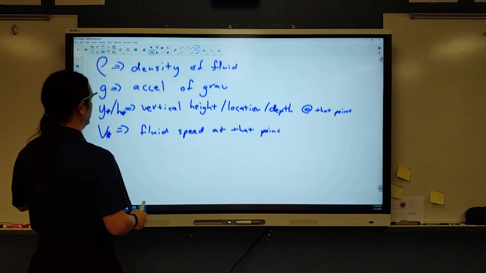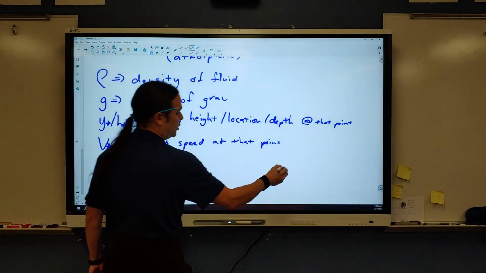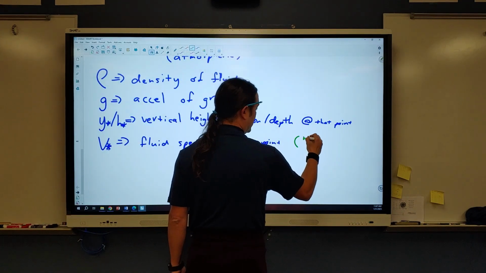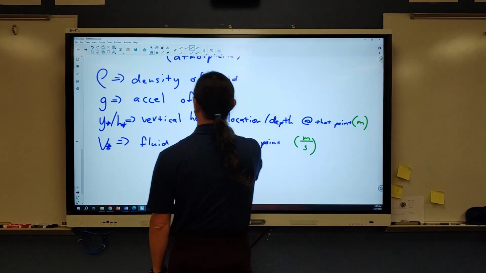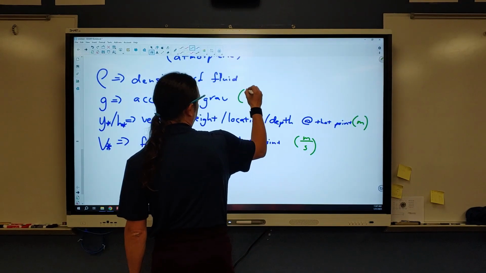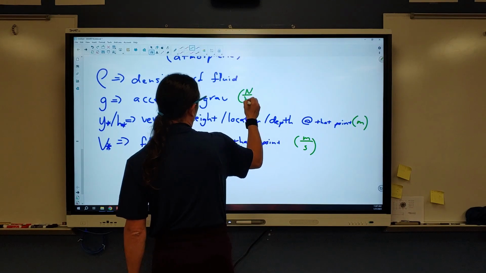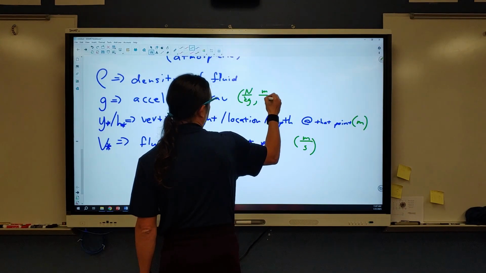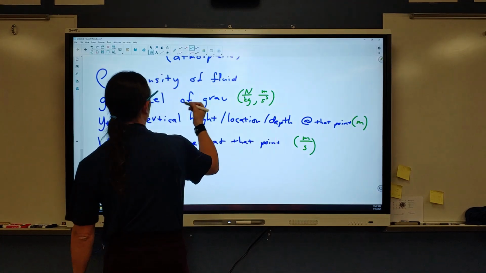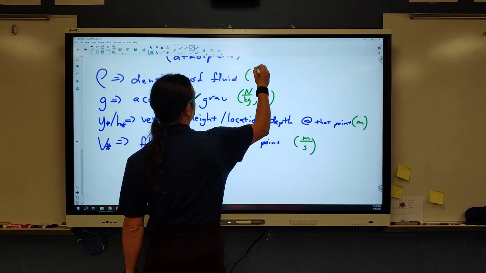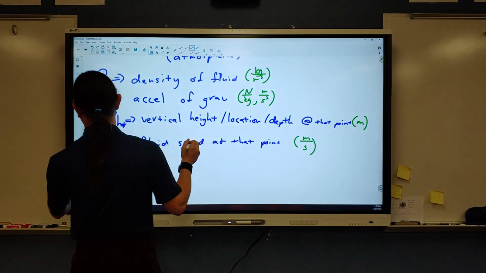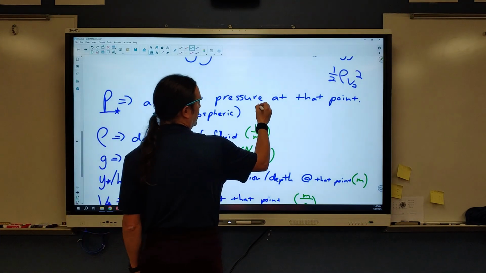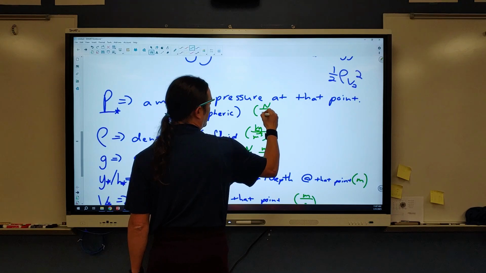Okay. Brief rundown on the units, everything is in SI. Our fluid speed is in meters per second, our vertical height is in meters, the acceleration due to gravity would be in either newtons per kilogram or meters per second squared. Both of those are perfectly fine. And then fluid density would be in kilograms per cubic meter. And then finally, our pressure would be in newtons per meter squared.